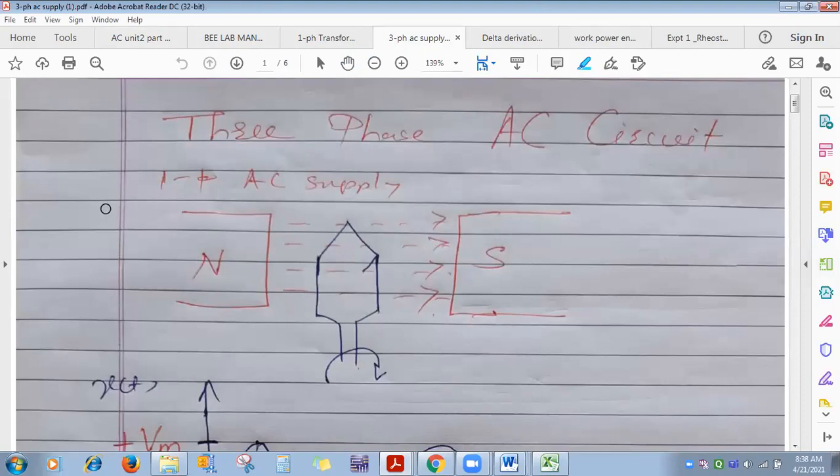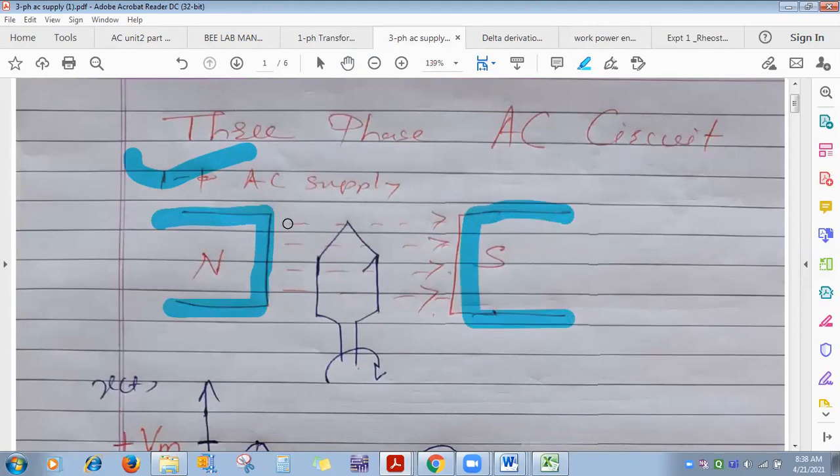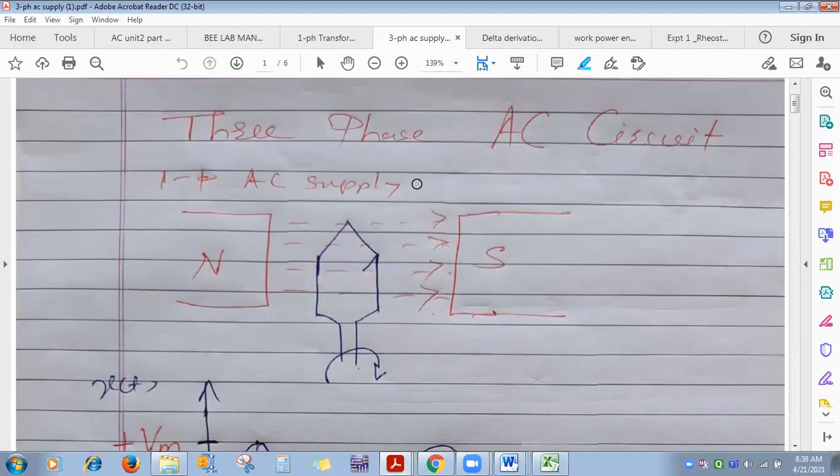Now here see, in second unit we have seen about single phase AC supply. This is the north pole, this is the south pole. From north to south pole, magnetic field will flow. This is the direction of the magnetic field between north and south pole, denoted by this dotted line. Now this magnetic field is stationary. You rotate this one coil continuously, like this.